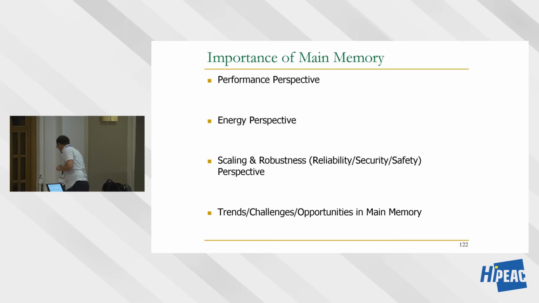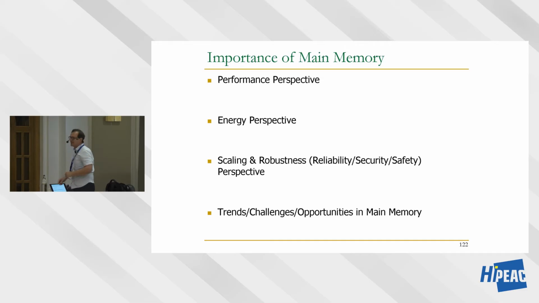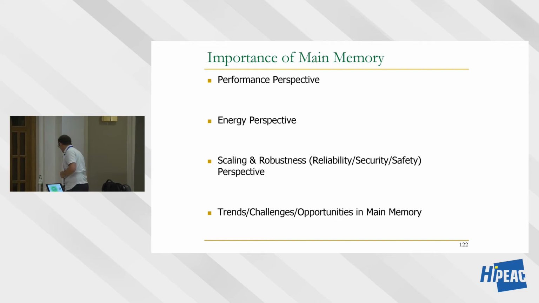Okay. So I'm going to give you some perspectives, like why is main memory important. I'm going to give you 4 different perspectives, well, maybe 3. Performance, energy, and robustness, essentially. Robustness is also tied with scaling, because scaling issues lead to robustness issues, but scaling itself is affecting performance and energy as well. And then we're going to cover some trends, challenges, and opportunities in memory, main memory.